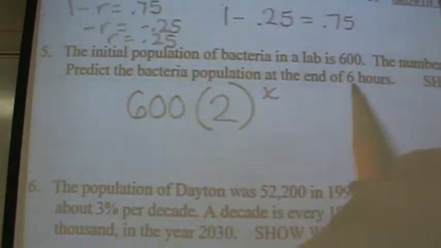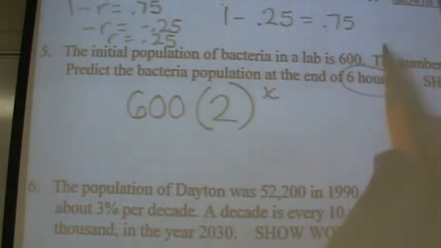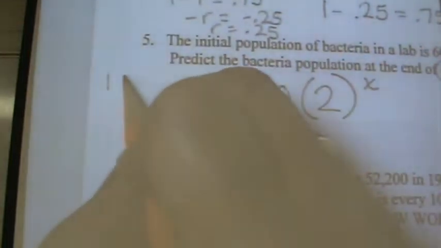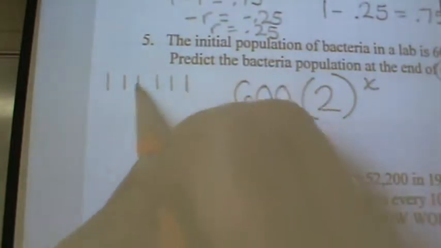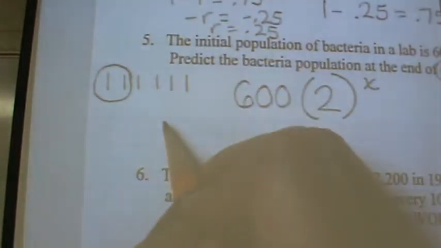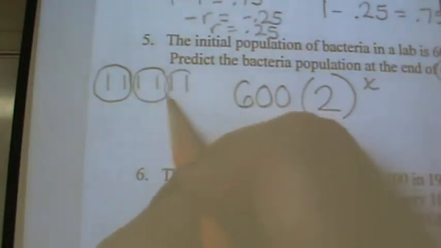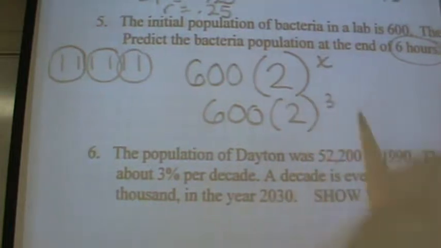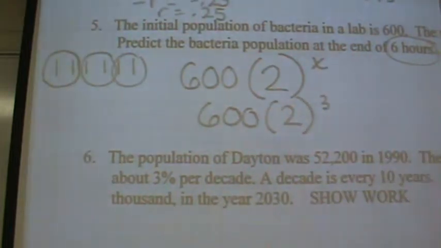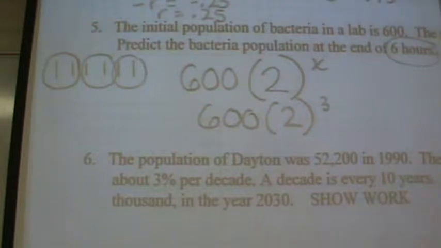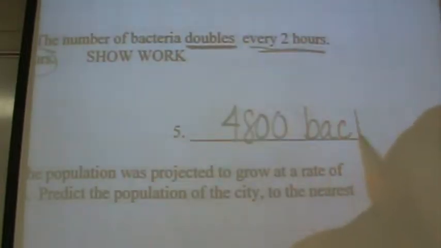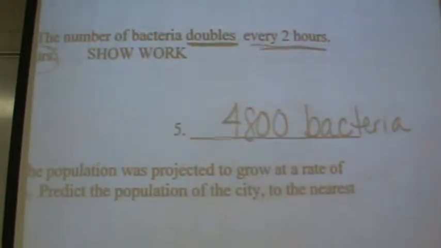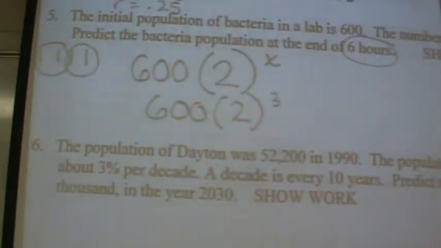How many 2-hour periods do you have in 6 hours? So here's 6 hours. 1, 2, 3, 4, 5, 6. Every 2 hours, that's 1 time, so it is 3. So your x value here would be 3. That's the number of time periods. Now, what answer do you get? You get 4,800 bacteria. Anyone have any questions? Know how to use your calculator.